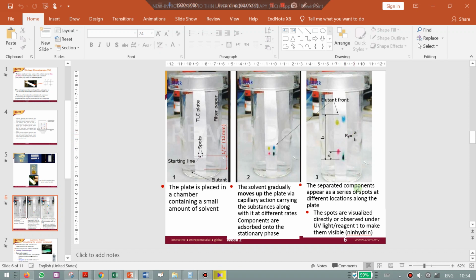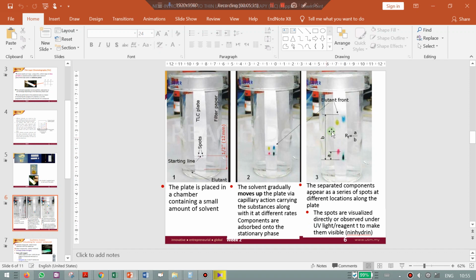The spots are visualized directly or observed under UV light. Sometimes you cannot see the spot, it is just transparent, you cannot see it with your naked eyes. So what you can do is put it under UV light, and under UV light you can see the spot. Or you can put some reagent to make the spot visible.